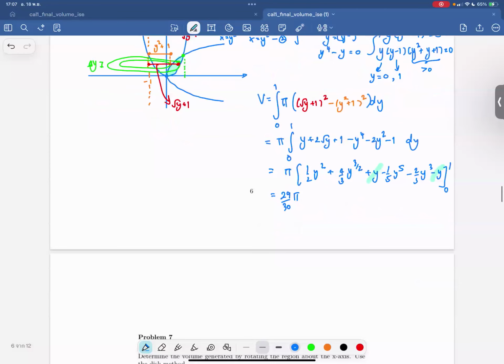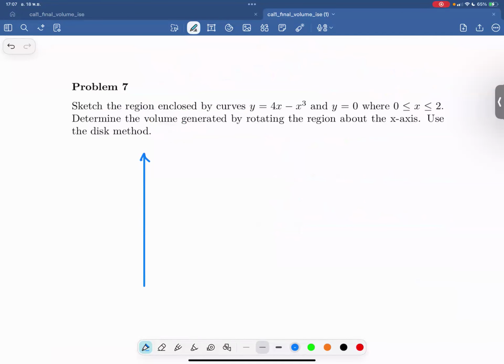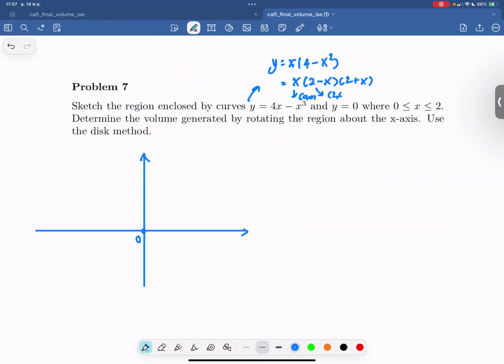In problem 7, the curve is a polynomial of degree 3. I have to find the x-intercepts of the function so that we can graph it properly. I will factor it as x times 4 minus x squared. So it should be 2 minus x and then 2 plus x. So the x-intercepts are 0, right? It's 0, 0, and then 2, 0, and then minus 2, 0.